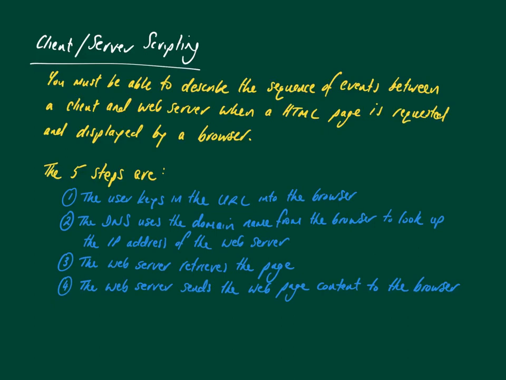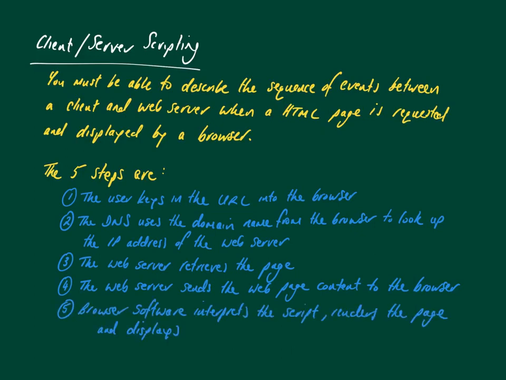Step 4, once the page has been retrieved by the web server, it then sends the web page content as HTML across to the client machine for it to be read and interpreted by the browser. And the 5th and final step, the browser software interprets the script which has been sent by the web server, and it renders the page and displays.